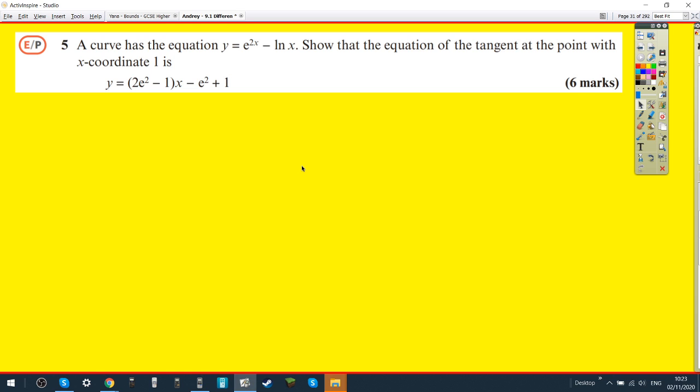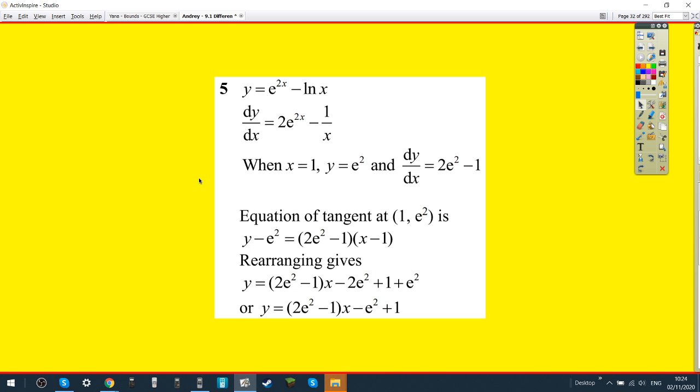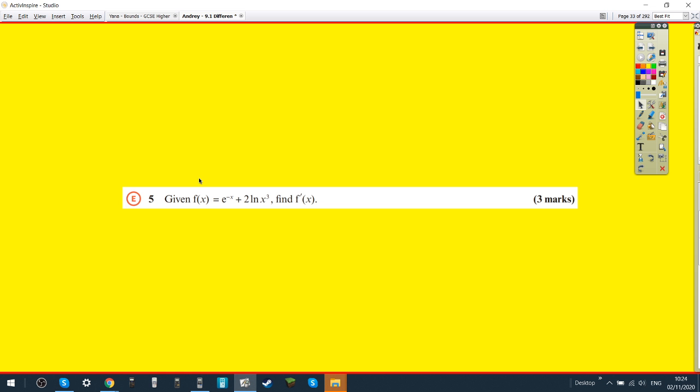To get the y coordinate, do I just sub in 1 into the equation? Yeah. And I believe you'd get e squared. This would turn into 0. And so you would have the x coordinate of 1, the y coordinate of e squared, the m of 2e squared minus 1, and you'd sub them all in and get c. I think you're okay for that. Unless you insist.